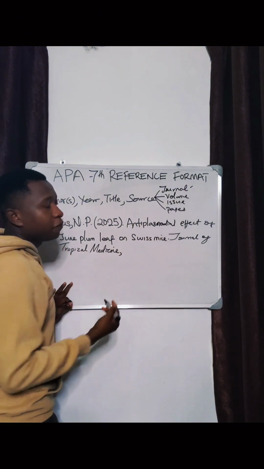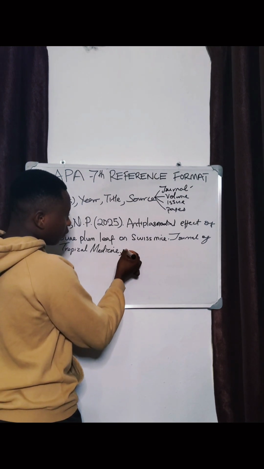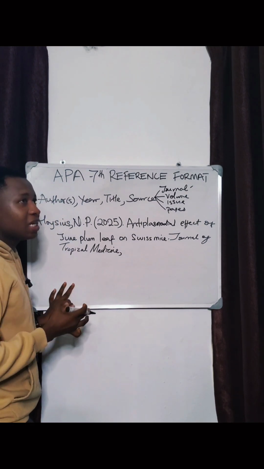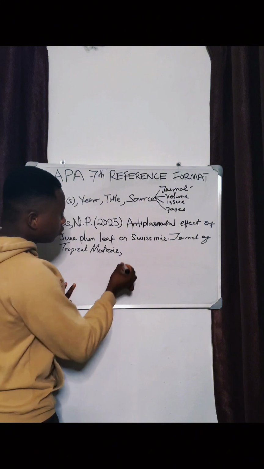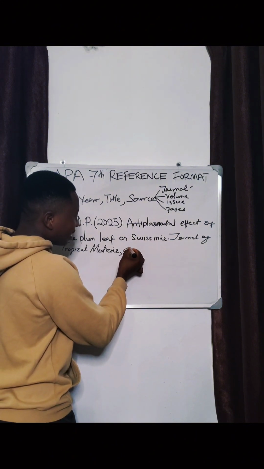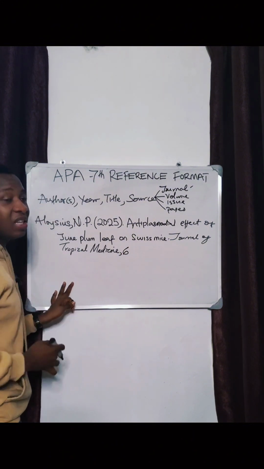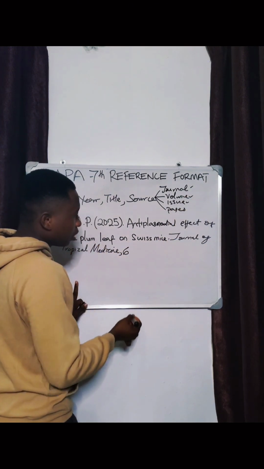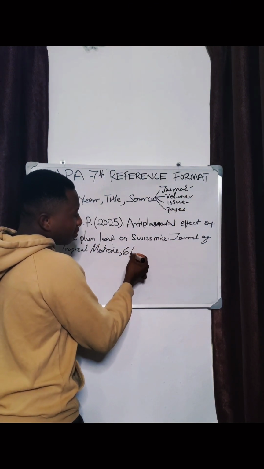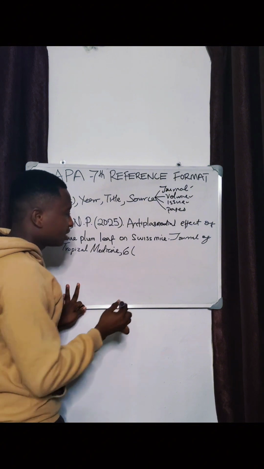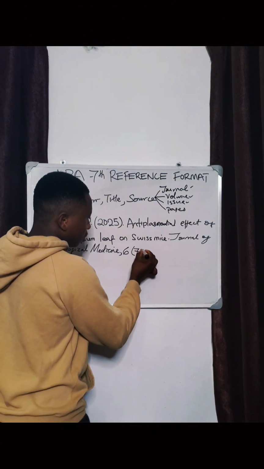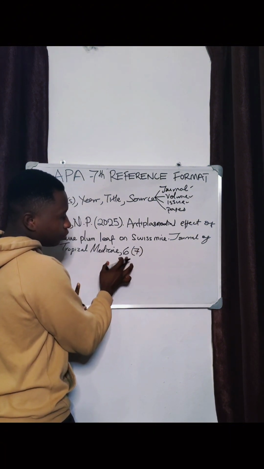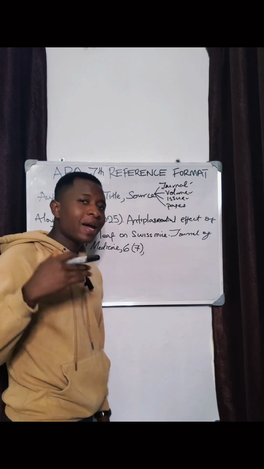The next thing that follows is the volume. So let's assume the volume of the journal is volume 6. So volume 6 will also be in italics. So the volume of the journal is always in italics. Now, the next thing that follows is the issue. Now, the issue is always in a bracket. So let's assume it's issue 7. Okay. So this is the issue. This is the journal volume, followed by the page.